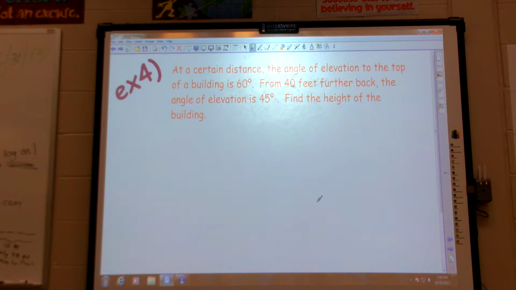From a certain distance, the angle of elevation to the top of a building is 60 degrees. From 40 feet back, the angle of elevation is 45 degrees. Find the height of the building.